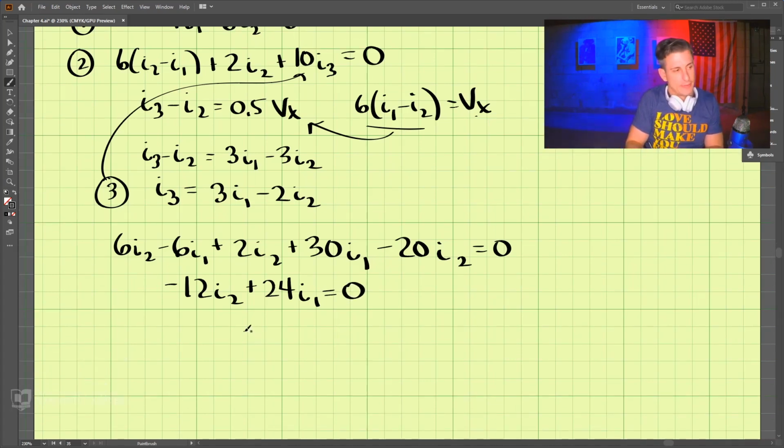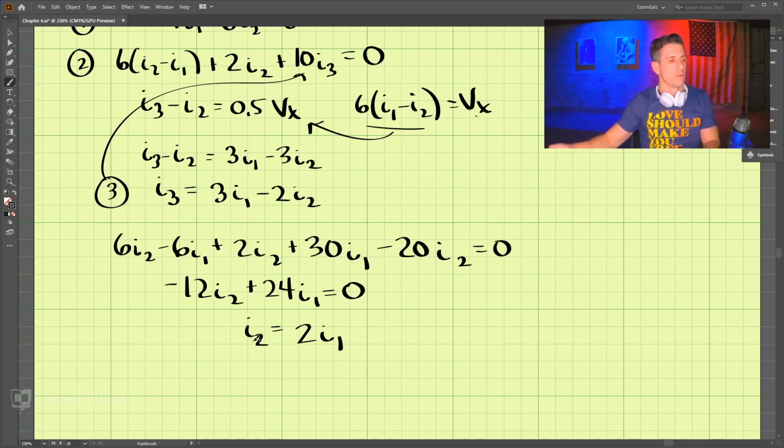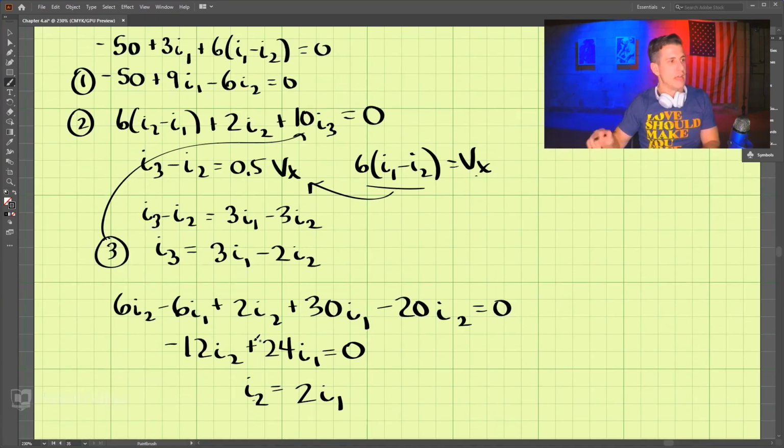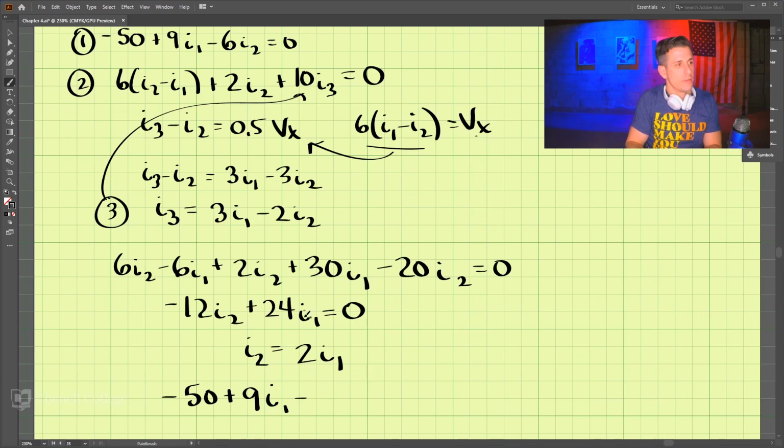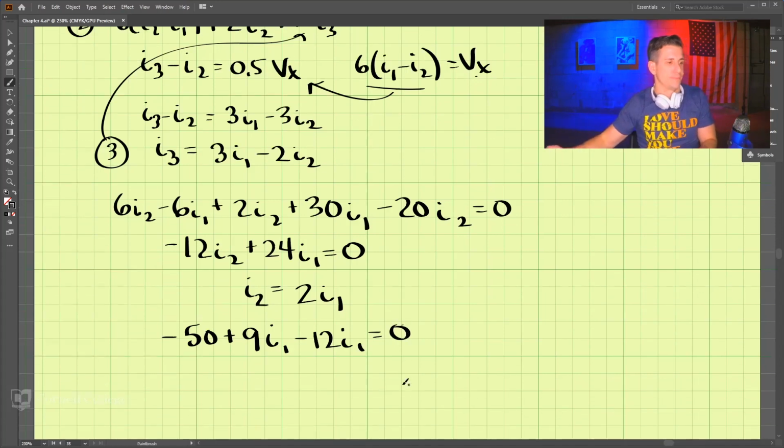And we get I2 is equal to 2I1. And then we use the last equation up there. We have negative 50 plus 9I1 minus, put this in here, minus 12I2 or I1 equals 0.